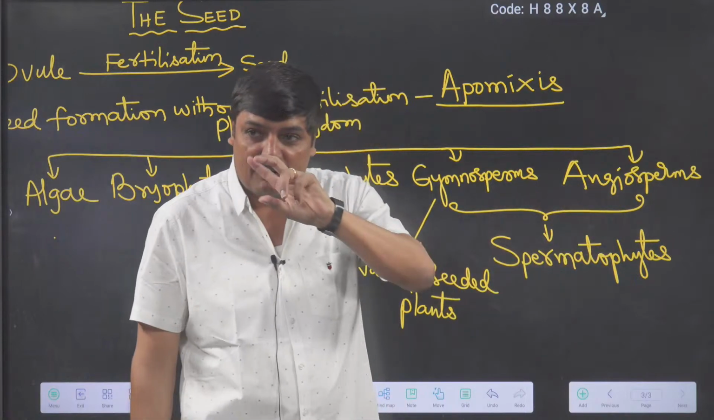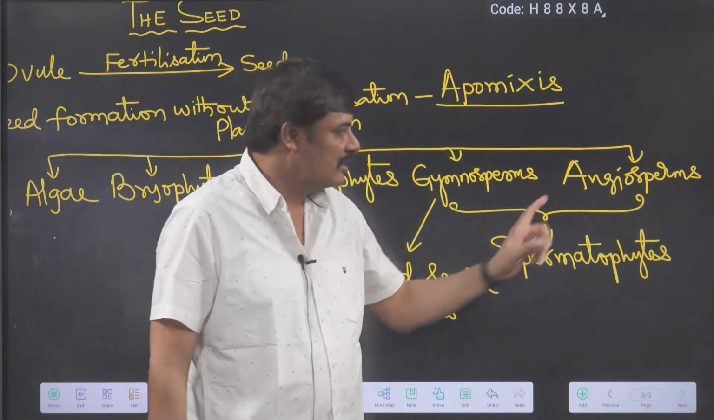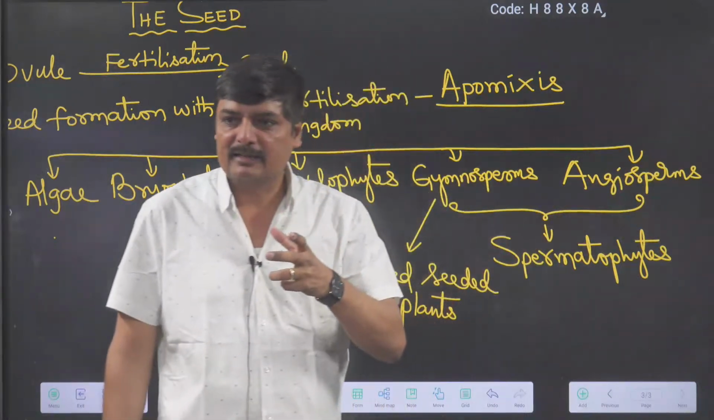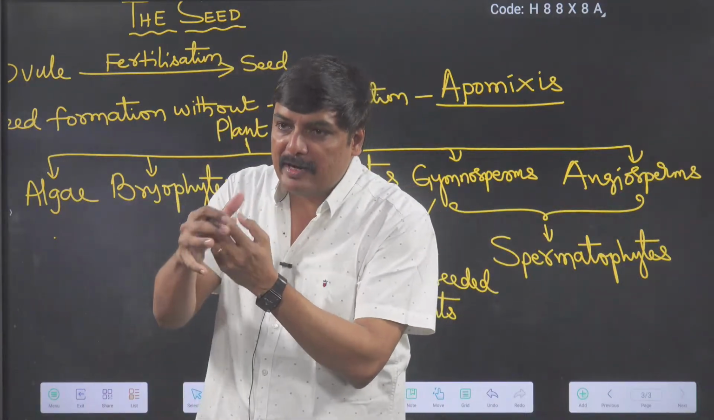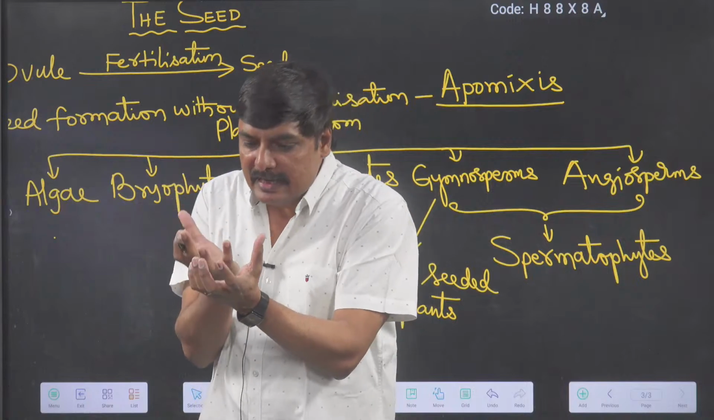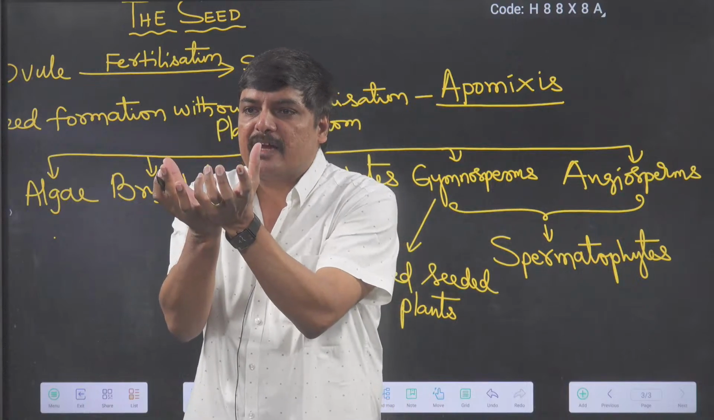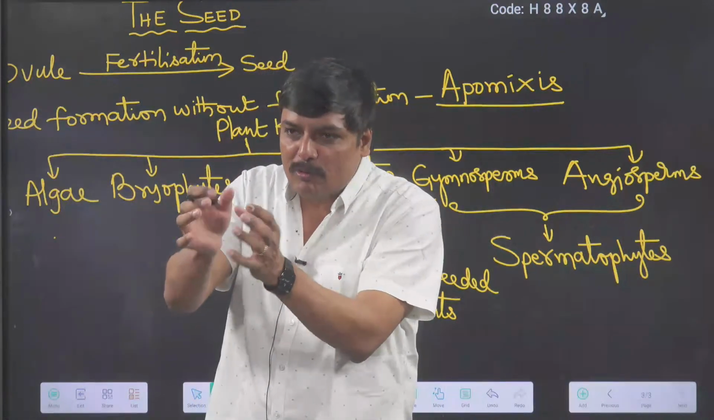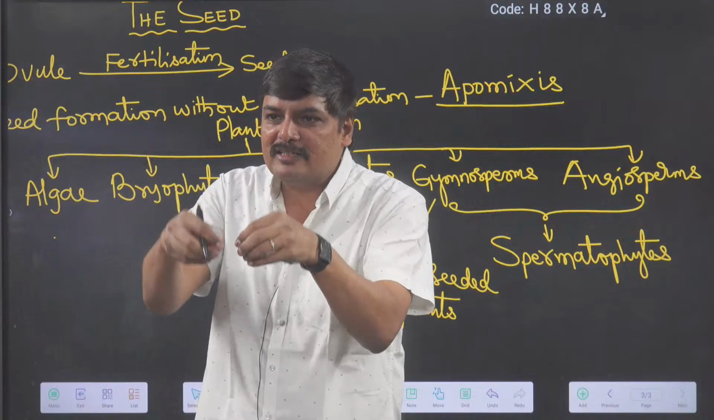Advanced plants are angiosperms. Angio, covering. Sperma, seed. Seeds are covered by the fruit wall. Seeds are not exposed to the outside. After you cut open the fruit, only then are the seeds visible.